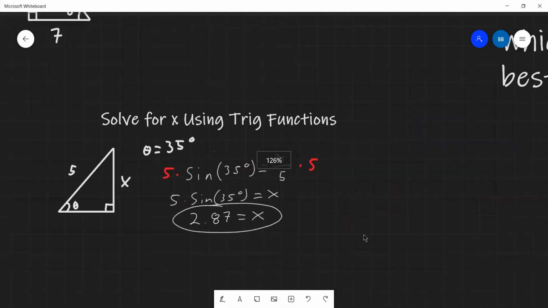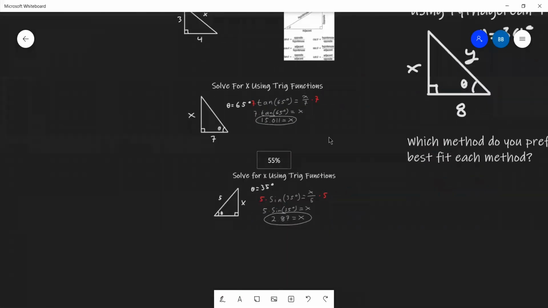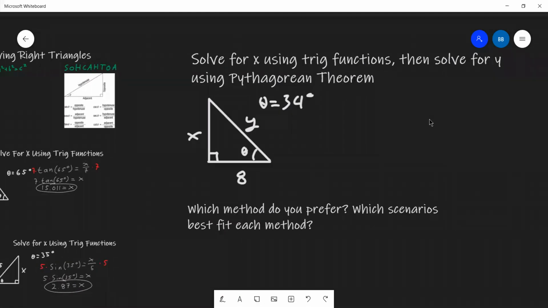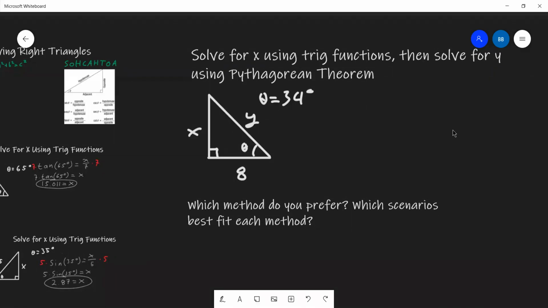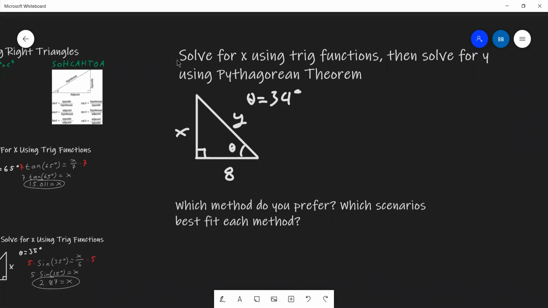Okay, so now that we have thought about this for a second, let's consider this. I want you to do this problem on your own before you come to class again. Solve for x using trig functions, and then solve for y using Pythagorean theorem. So you're given all the information you need. You're given this angle, which will be 34 degrees. This side of the triangle is 8. I want you to solve for x using trig functions, and then I want you to solve for y using Pythagorean theorem.